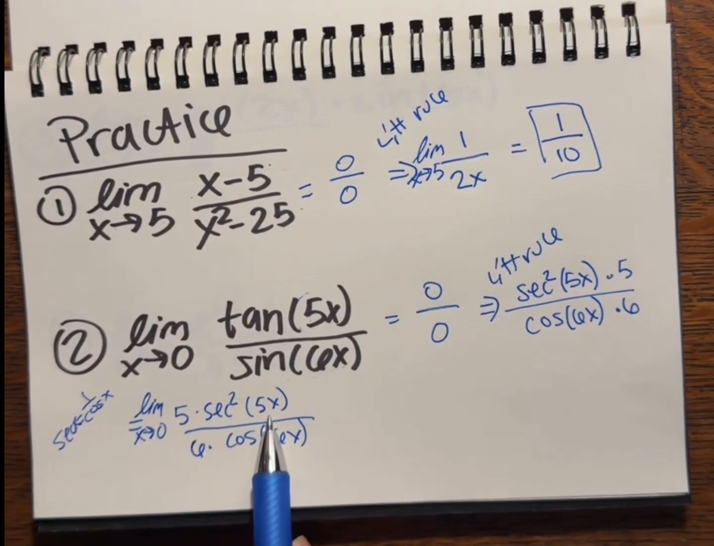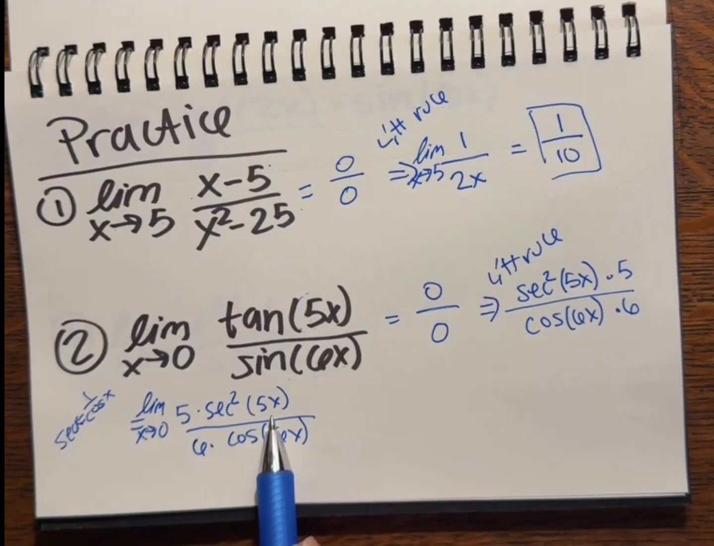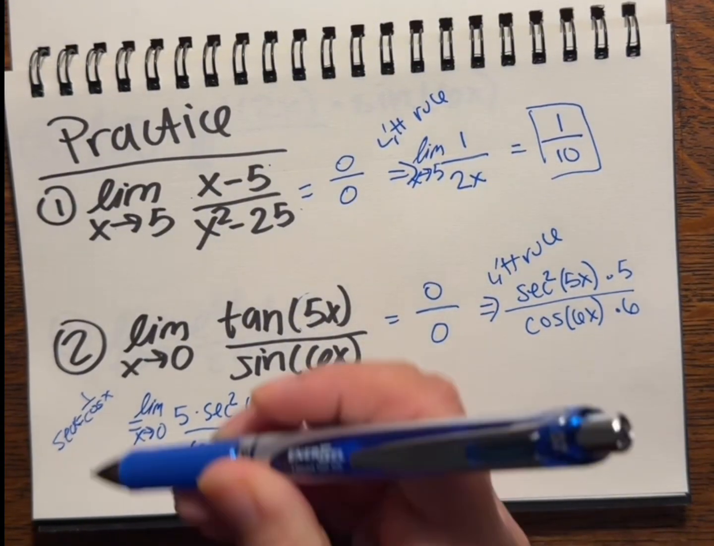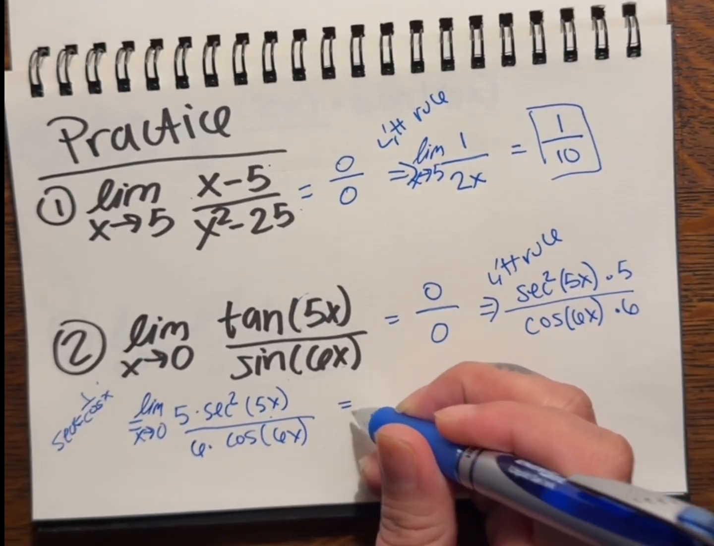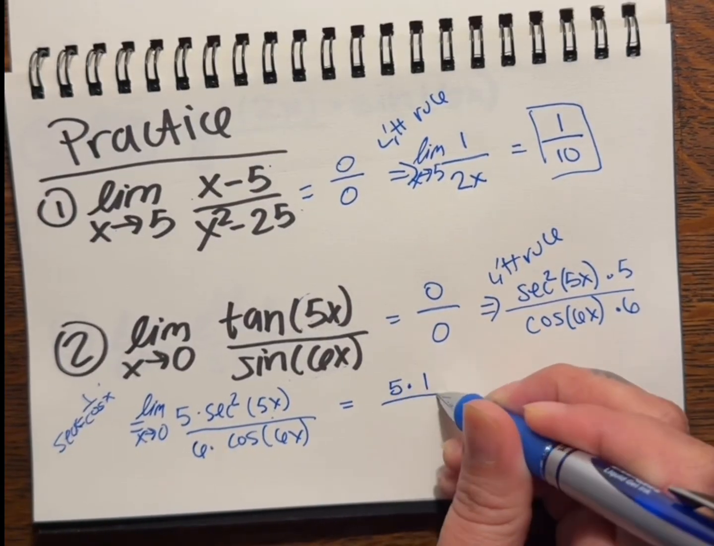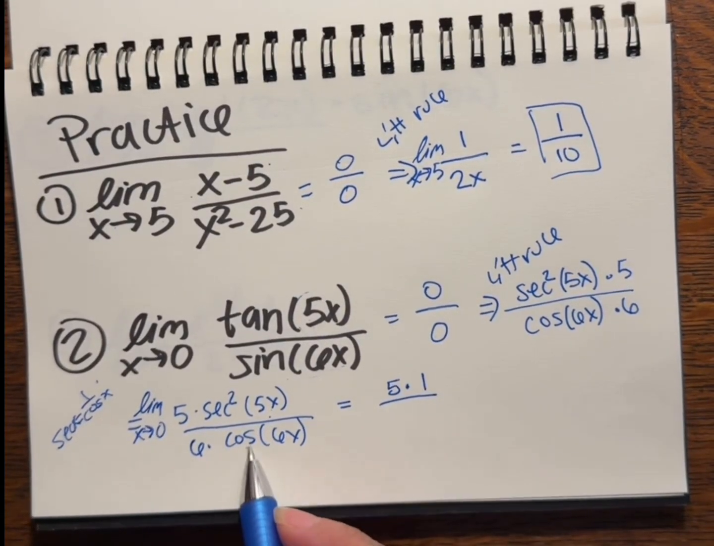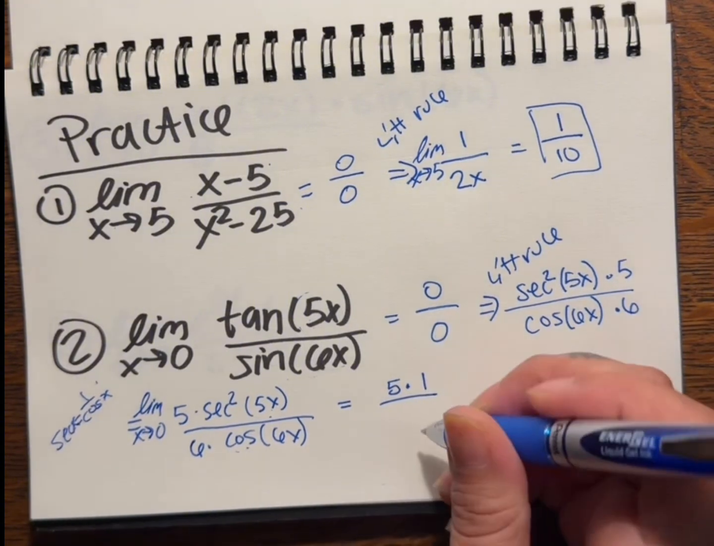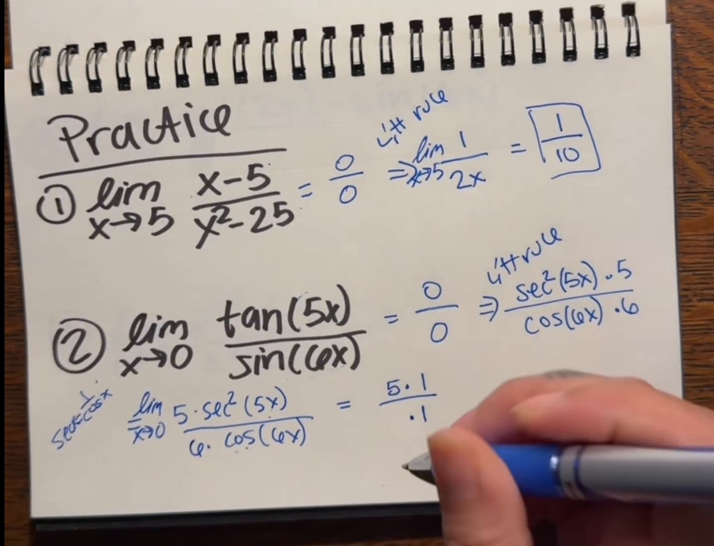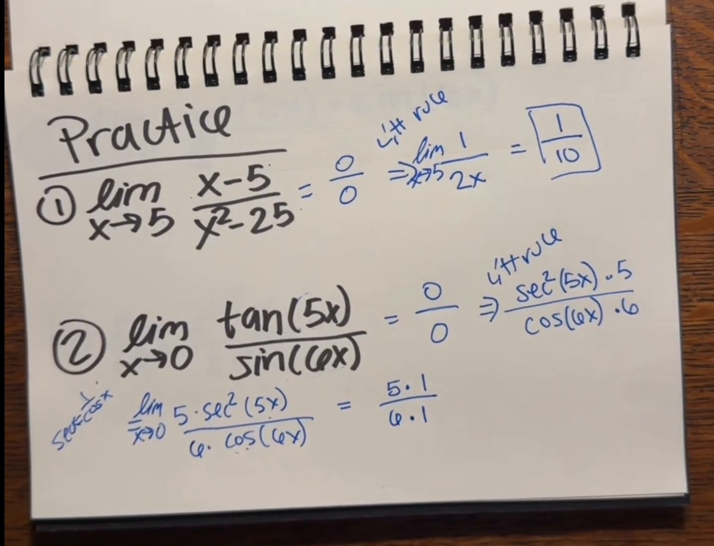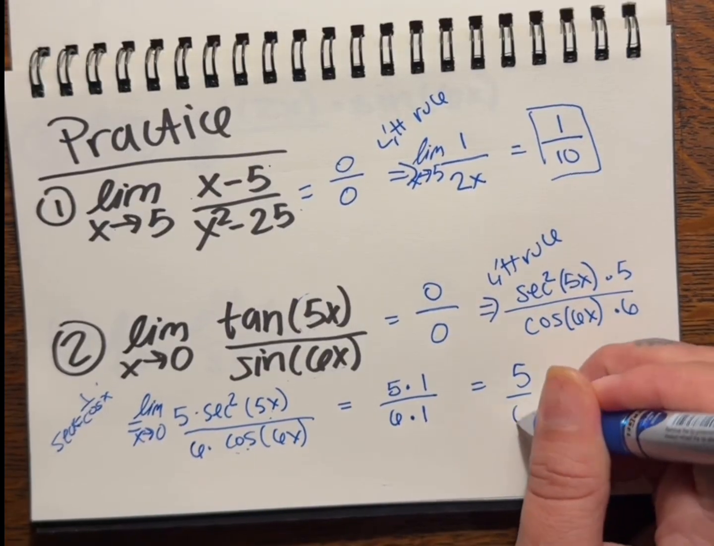So as x approaches 0 here, this is going to be 0, and cosine 0 is 1, so this is 1 over 1. So this is going to be 5 times 1 over cosine 0, the same thing here. We know cosine 0 is 1. So that's going to be 6 times 1. And then our answer is 5 over 6.